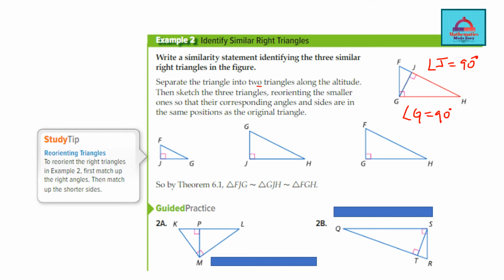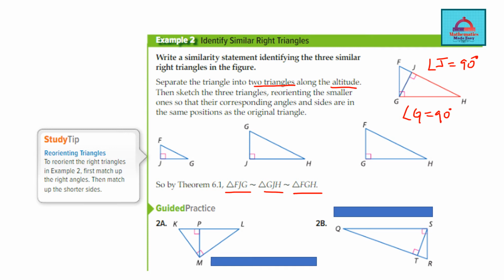All three of these triangles are going to be similar to each other. So separate the triangle into two triangles along the altitude, then you can sketch each one of them separately. Make sure that when you sketch these triangles, you take the 90 degrees on one side so that you can see that angle J and angle G are congruent angles, each of them being 90. So accordingly, by the theorem, you can write that triangle FGH is similar to triangle GJH is similar to triangle FJG. These are all three right triangles.